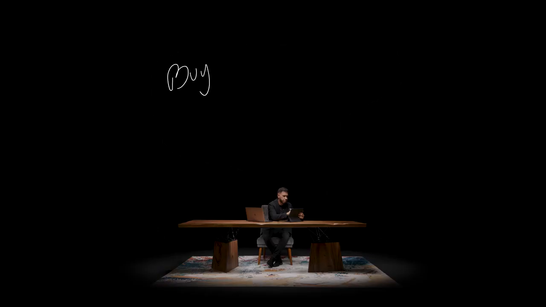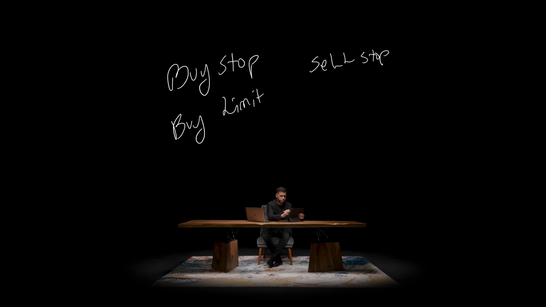All right? And so the different order types that we're going to be discussing are buy stop, buy limit, sell stop, sell limit, and market execution. Perfect.